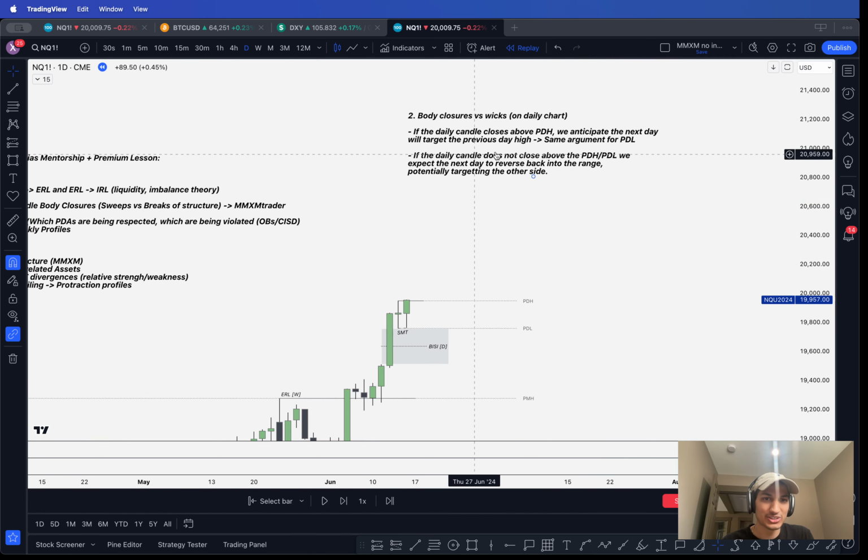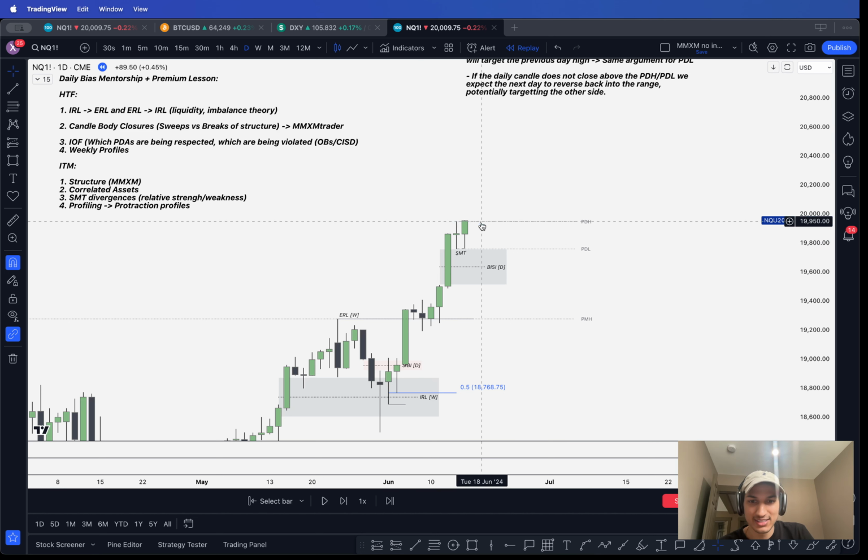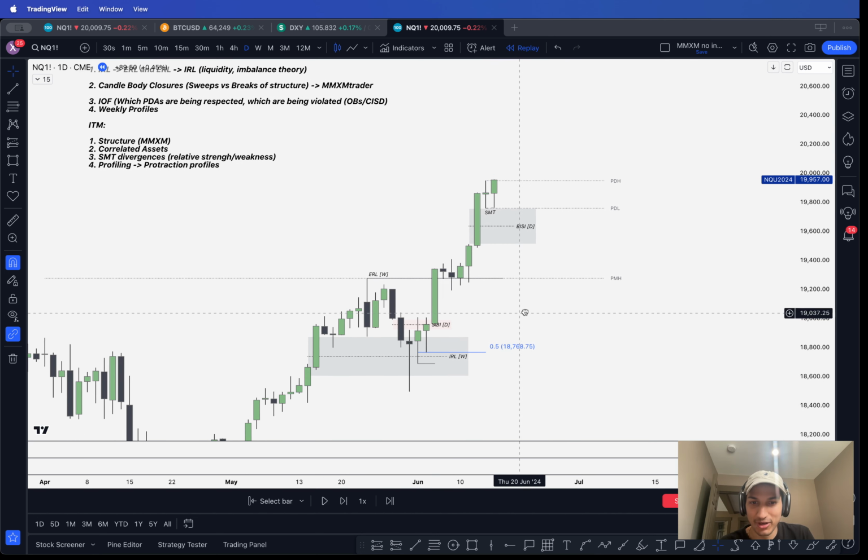If the daily candle does not close above the high or the low of the previous day, we can expect reversal back into the range, or the other side. It's both. It's one of the two, right? And in this case, we would not expect to see price trade all the way down to the low. That would not make sense.